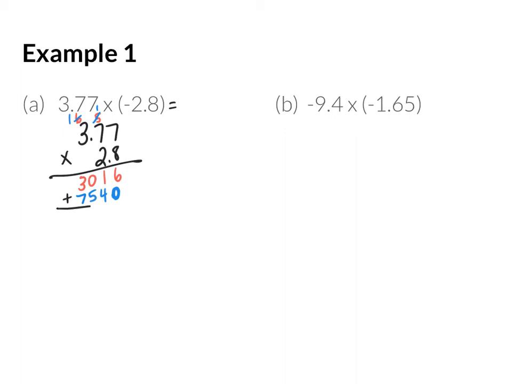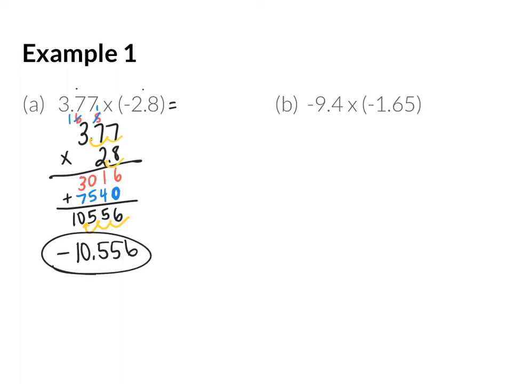When I add, I get a 6, 5, 5, and 10, and I count my decimal places in the end. So that's 1, 2, 3, and from the back, 1, 2, 3. That gives me 10.556, and since I had a positive times a negative, it gives me a negative as my final answer.